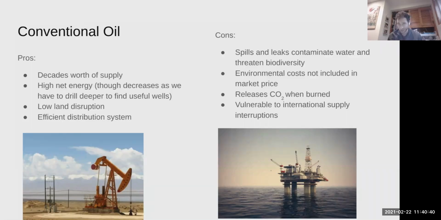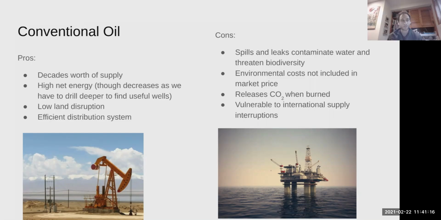The cons of conventional oil are, of course, oil spills. That contaminates water and is really damaging to biodiversity, and future units will look at some specific oil spills. There are also environmental costs not included in the market price. Gasoline is cheap, right? If we think of the BP oil spill, when that happened, there was really no money to clean that up. We had to use federal tax dollars. We got BP to pay a fair amount, but it wasn't that easy.